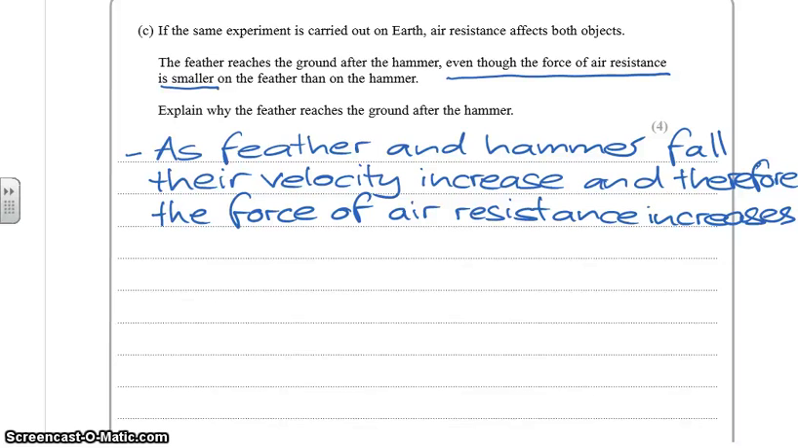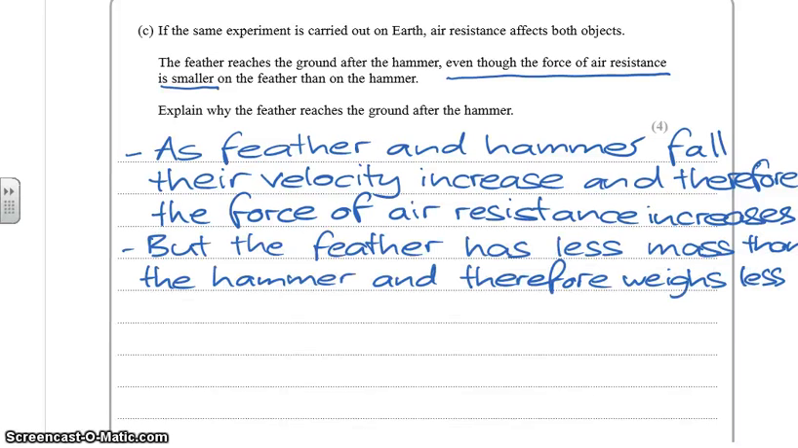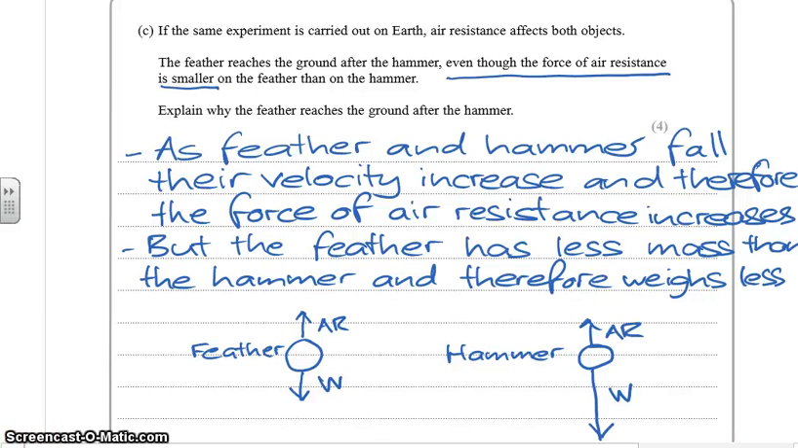As both the feather and the hammer fall, accelerate towards the ground, their velocity will increase, and therefore the air resistance on the feather and the hammer will increase. Second bullet point is that the feather has less mass than the hammer, and therefore it weighs less than the hammer.